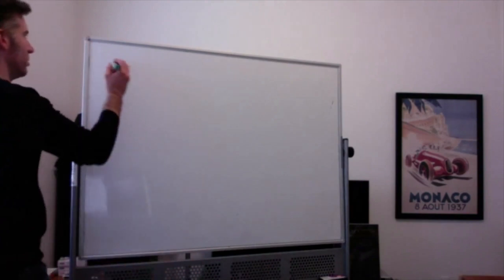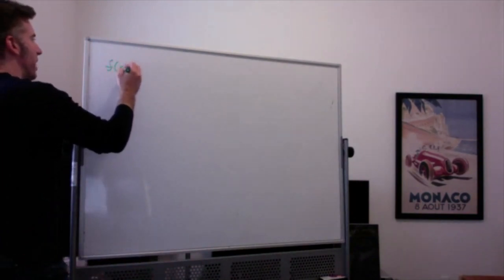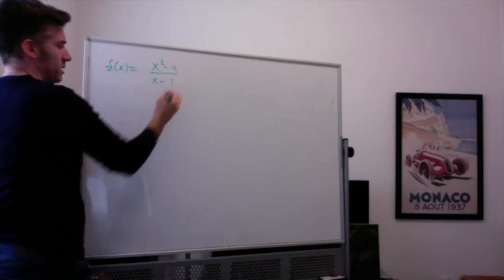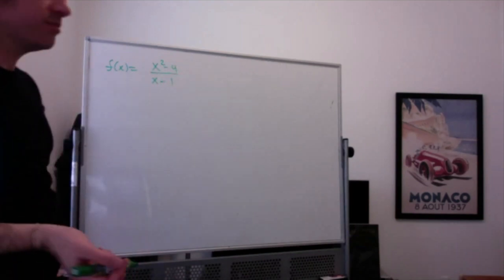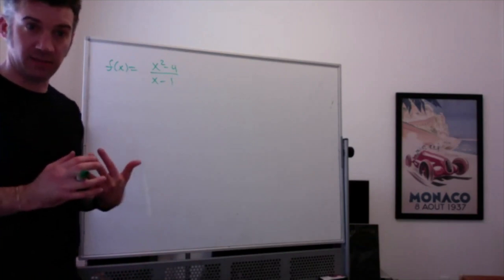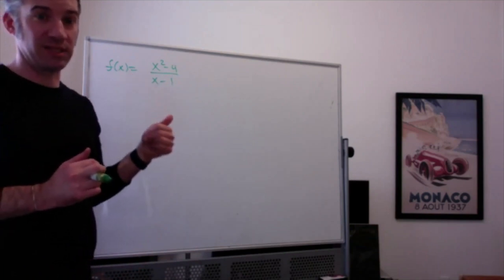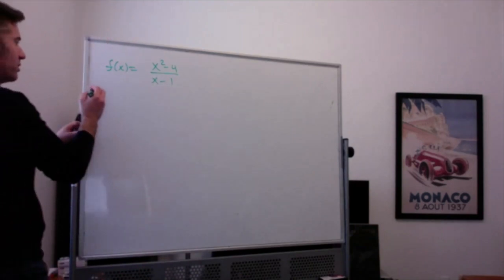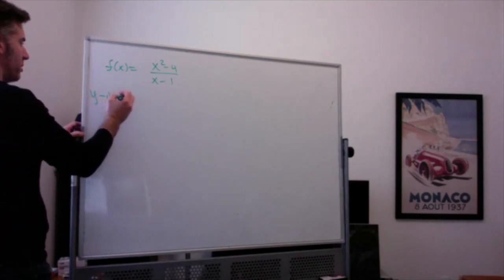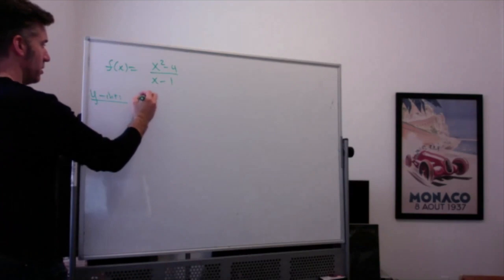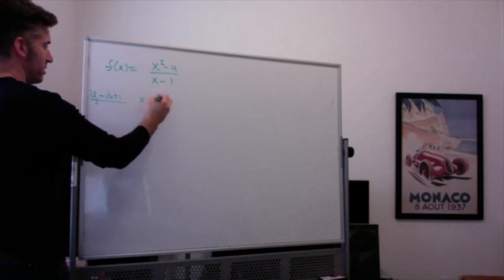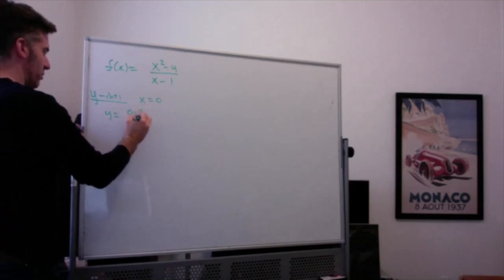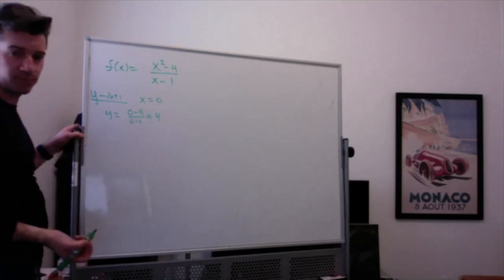So let's look at this next one. Let's look at f of x equals x squared minus 4 over x minus 1, which again, we can see has a slant asymptote because the degree on top is exactly 1 bigger than the degree on the bottom. Well, let's find the other things first. The y-intercept: if x is 0, we get y equal to 0 minus 4 over 0 minus 1, which is 4.